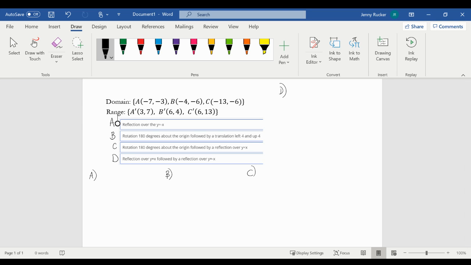In this problem, we are given the domain and range, and we are asked to select which transformations could map the preimage onto the final image.